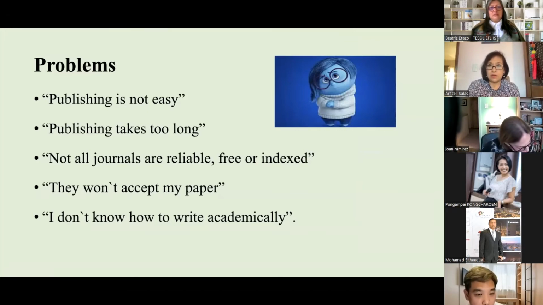It is not a fast track to publish your work. Not all journals are reliable, free, or indexed. This is a common claim, yes. Sometimes you don't know if they are predatory journals, if sometimes people have to pay to be published, or probably they don't have the right indexes to be accepted by their universities.